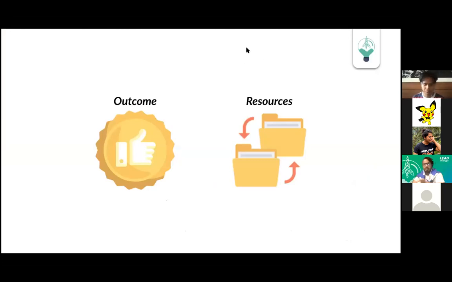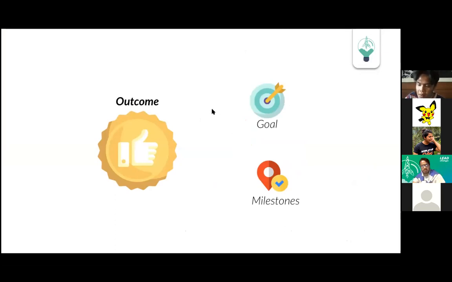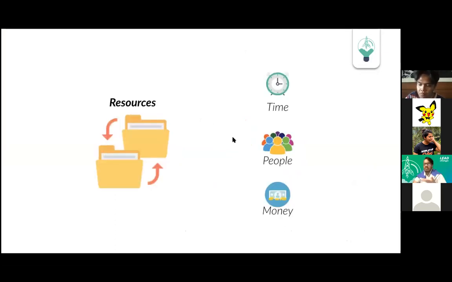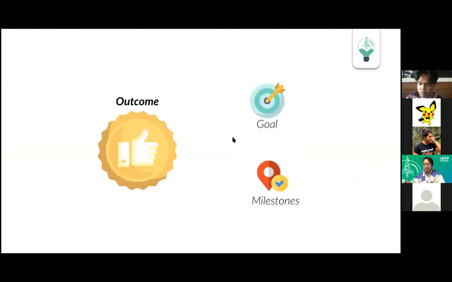And it has two parts: we have outcomes and we have resources. Basically, outcomes have goals and milestones, and resources have time, people, and money. These are the only things that we can invest in achieving the outcomes that we want to achieve, which are the goals and the milestones.